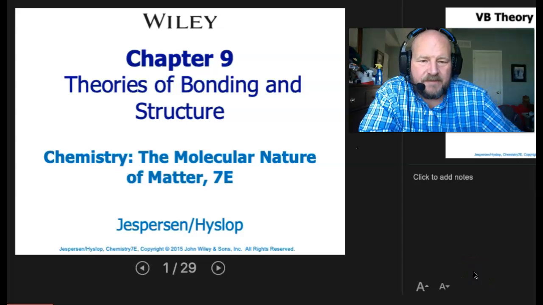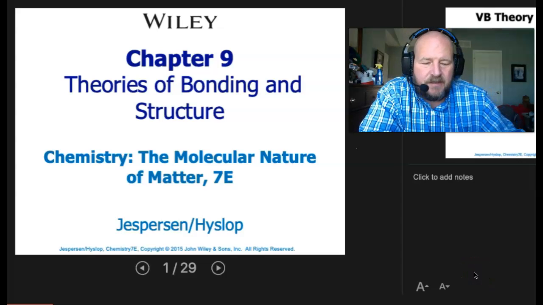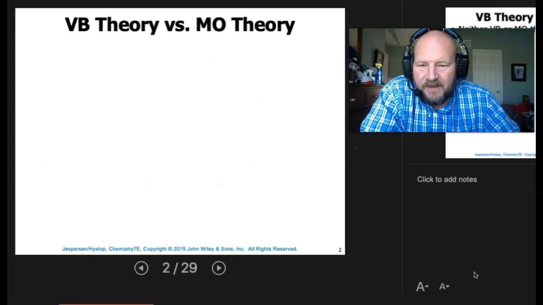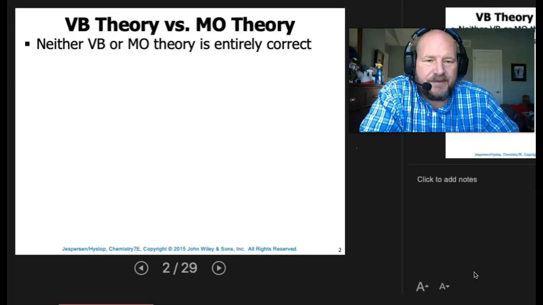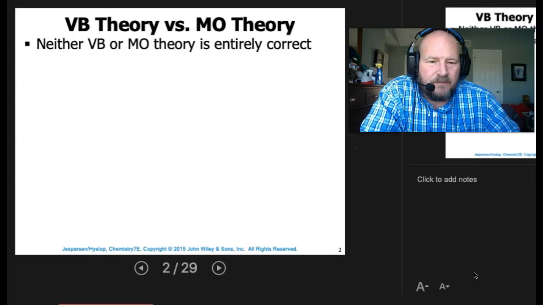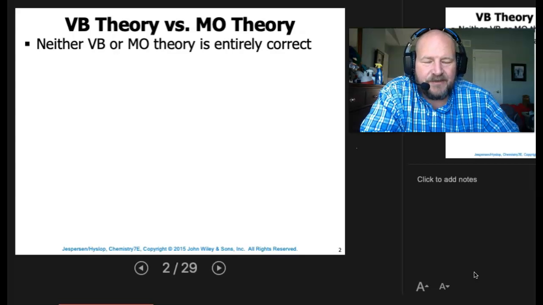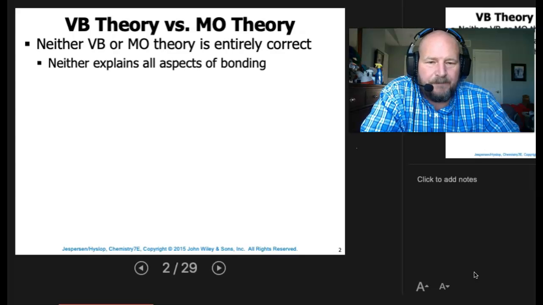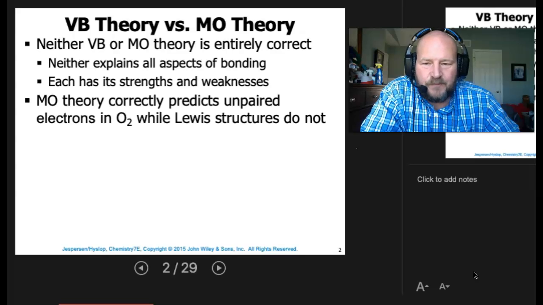All right, fifth and final segment most likely here for Chapter 9. We're going to finish up the theories of bonding. We had stopped with valence bond theory versus molecular orbital theory. Again, I want to remind you that neither one of these is going to be entirely correct or give us all of the different aspects of bonding, right? Each is going to have its strength and weakness.